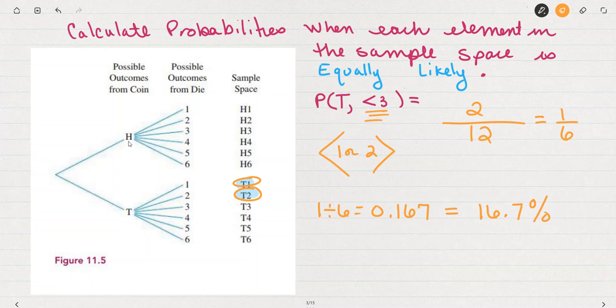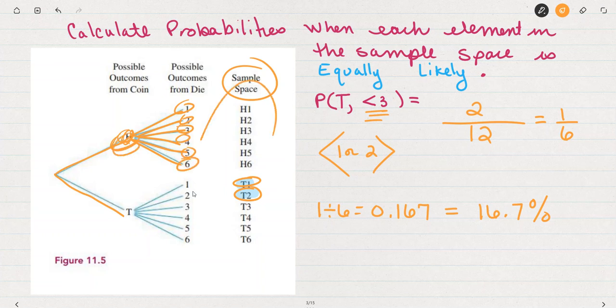Let's talk just a little bit more about how the tree is created. We start with the first outcome, so an H or a T. So I draw 2 lines, one to H, one to T, and then from each of those first outcomes, since the second event has 6 outcomes, I draw 6 lines from there, and then number 1, 2, 3, 4, 5, 6. And then the sample space is a list of all the outcomes that are combined. So heads 1, heads 2, heads 3, heads 4, heads 5, heads 6, and so on. That gives us a list of the sample space.